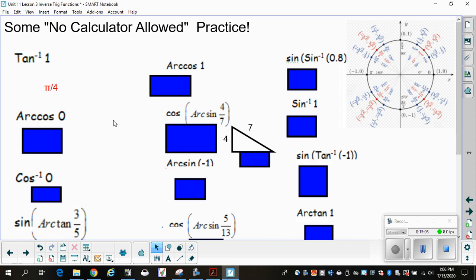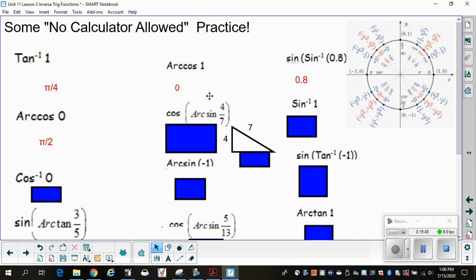Okay, so the tangent is pi over 4. The inverse cosine of 1. Where is cosine 1? Right here at 0. The sine of the inverse sine of 0.8. Remember, when you compose a function with its inverse, you get what you started with. So even though 0.8 isn't one of my unit circle values, I can still do it. It doesn't matter if I do inverse sine of 0.8 or the other. When you see an inverse trig function, think, where is, in this case, cosine 0? Where is cosine 0? Right here, pi over 2.